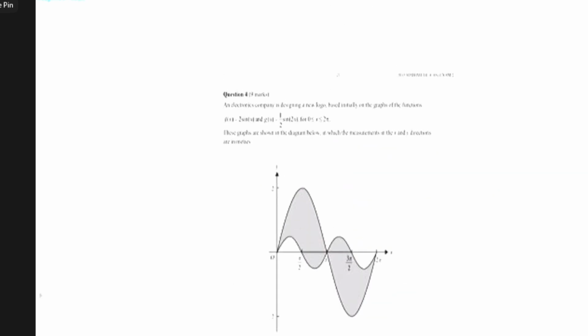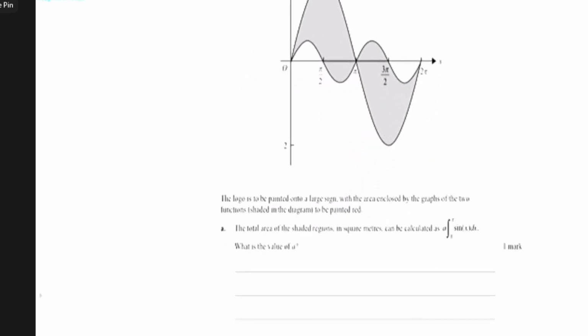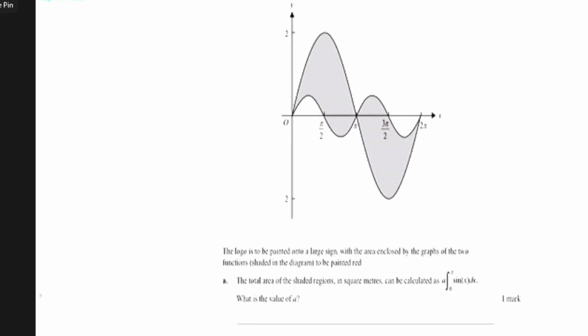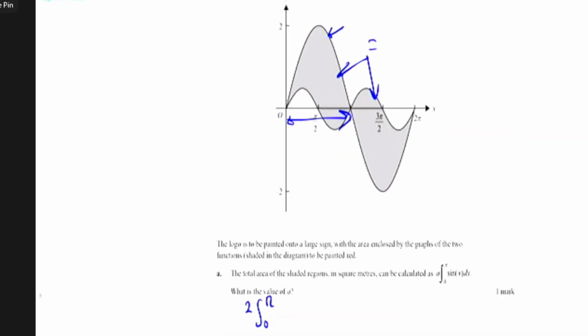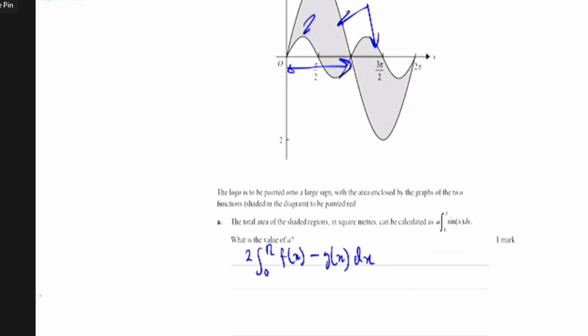Okay, on to question 4 of the short answer. What I did was, I recognized that these two areas are equal, so that means it's symmetrical. So that means 2 times the integral from 0 to pi of the top function, which is f of x minus g of x, without the 2, that's just this area I found, and then I multiplied by 2 to find these, is equal to a times the integral from 0 to pi of sine x dx. I just solved that on the CAS and I get a is equal to 4.